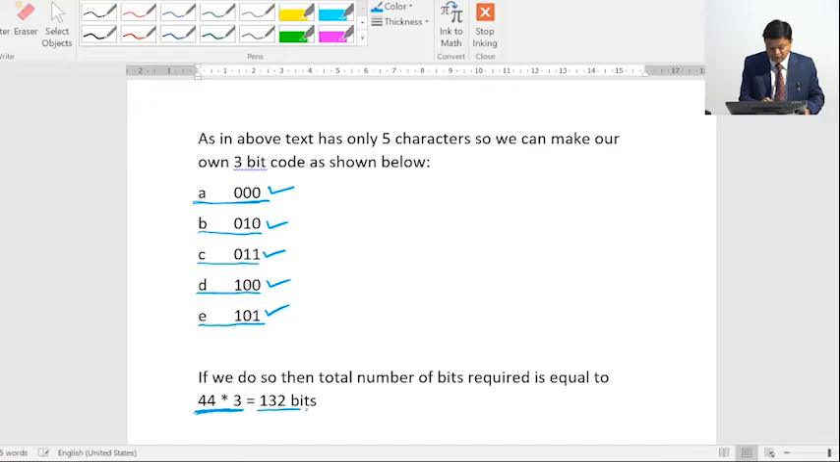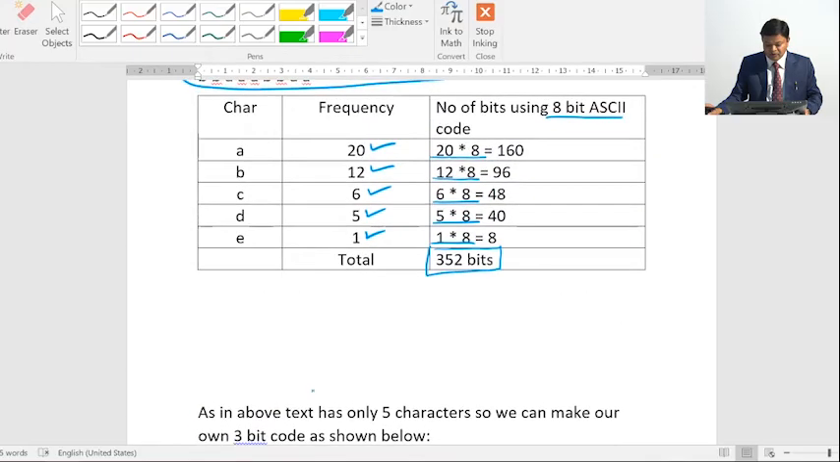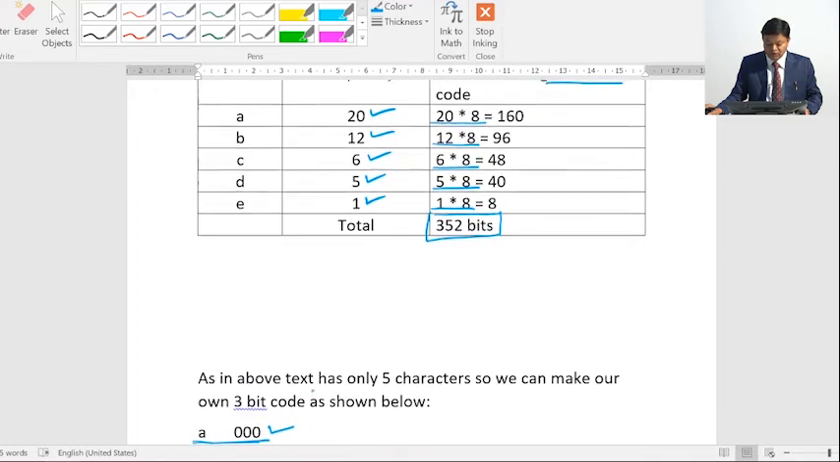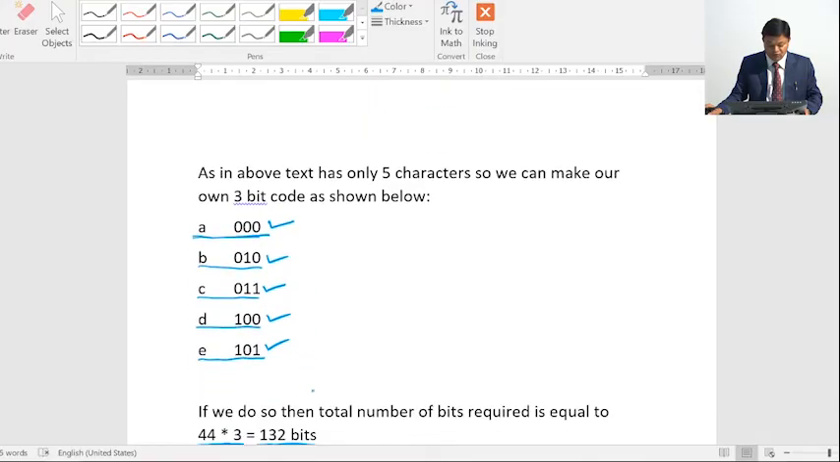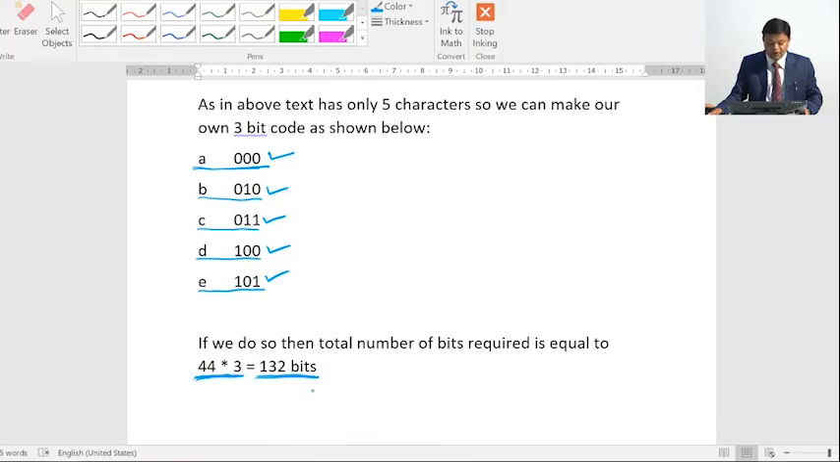So, total number of bits will be 132, which is quite less as compared to when we are using a standard 8 bit ASCII code, because if we are using 8 bit ASCII code, the number comes to be 352. Now, we have reduced it to 132. Now, let us make a Huffman's tree by considering the frequencies of characters in given text.